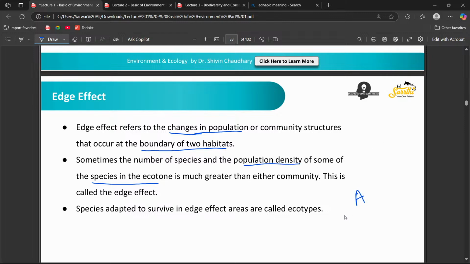let's say this is ecosystem 1, this is another ecosystem 2, and this is the ecotone, right? So what is happening? There must be some species A, some species B. Now in the ecotone there might be a species C that has a larger population density than either, so that is called the edge effect, which means a unique species has more population than species from either of the other sides. Species adapted to survive in edge effect are called ecotypes. Alright. Ecotones, ecotypes, remember.